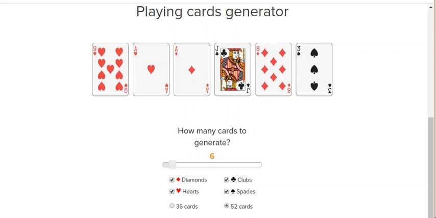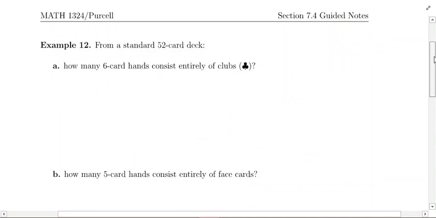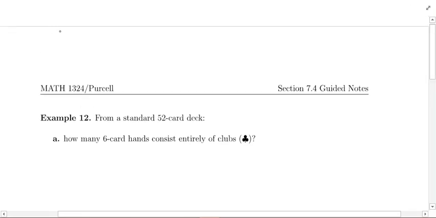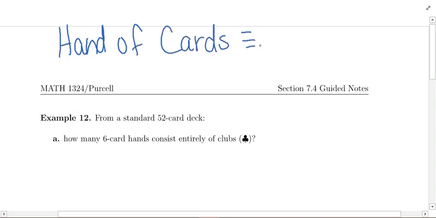So if we go back to the notes, we need to keep in mind, and I'm going to write this at the top, that any hand of cards is a combination.